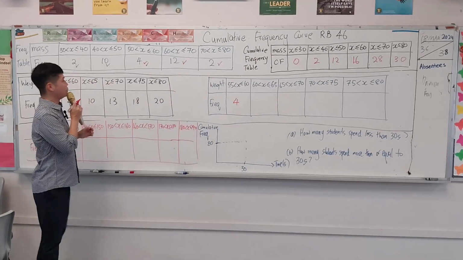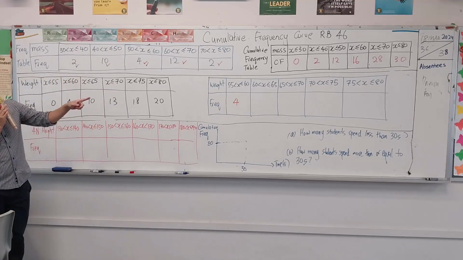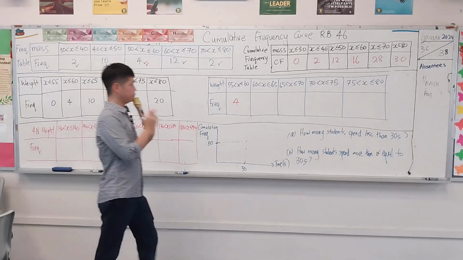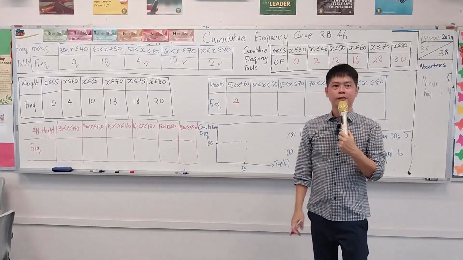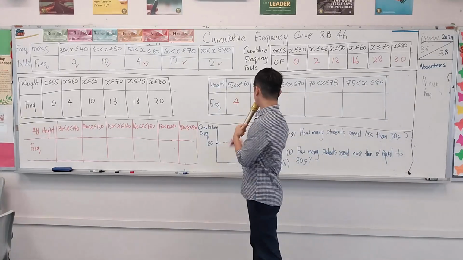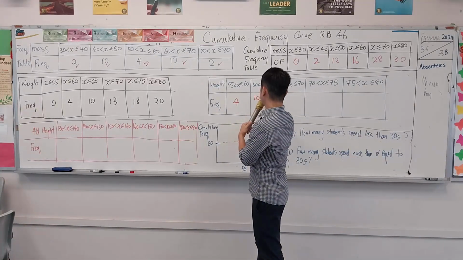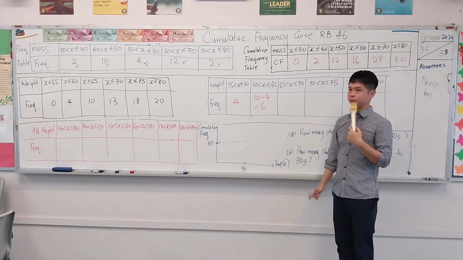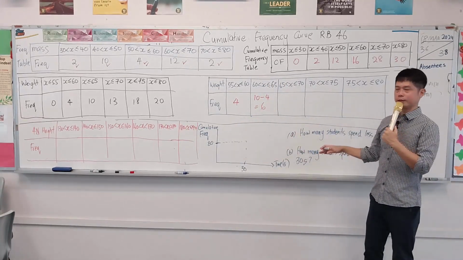How many students have weights between 60 to 65? Ilham? 6. How do you get 6? I'll write it here. 10 minus 4 is 6. Now, in the exam you don't have to write the working. I write this because you all will forget a few days later.